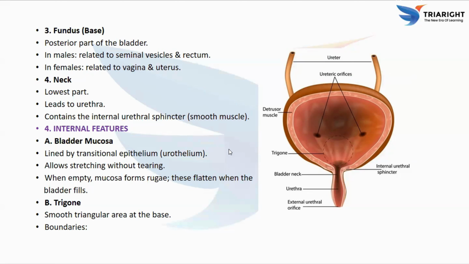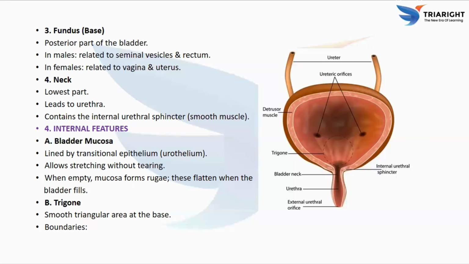So now what is the neck of the bladder? So this neck of the bladder, it is the lowest and narrowest part of the bladder. So it continues as the urethra. It contains the internal urethral sphincter, which is made up of smooth muscle. So as you know, smooth muscle always has involuntary control action.